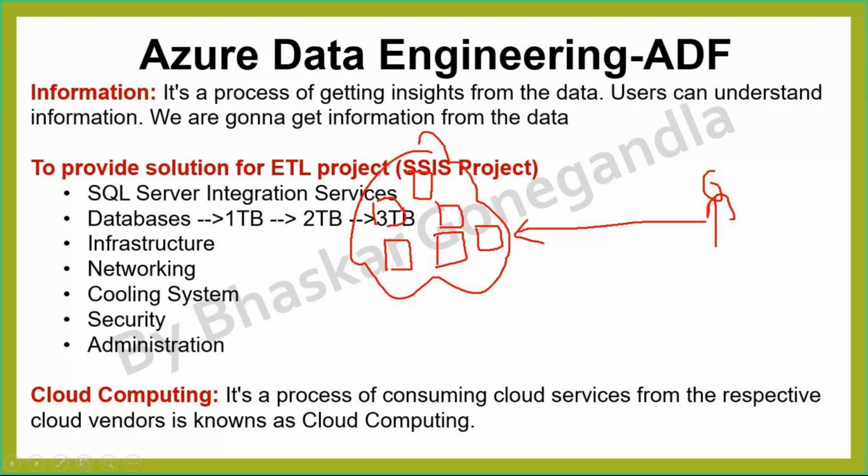There are many services. Whatever services I require, I'm going to take. So depending on your project, depending on your requirement, you can take the services from here. So that is what it is saying. It's a process of consuming cloud services from the respective cloud vendors. That vendor may be Amazon, that means AWS, or GCP or Azure, whatever it is, you are going to take it. So that process we can call cloud computing. That entire process is cloud computing.